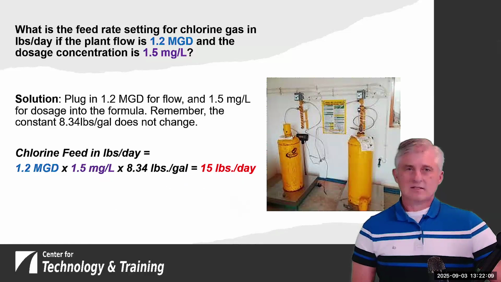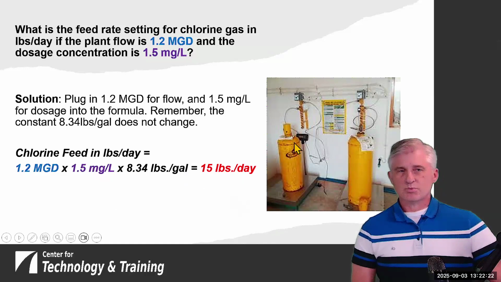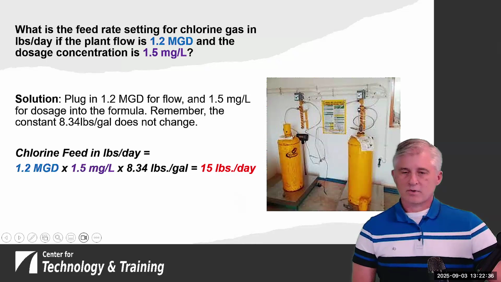So for that flow and that desired dosage, that's how many pounds of chlorine gas. Now, it's a gas, but it has weight, and so you would measure, like I said, you can dose it, and you'd also measure how much. That would be 15 pounds. The tank would be 15 pounds lighter in a day at that rate.